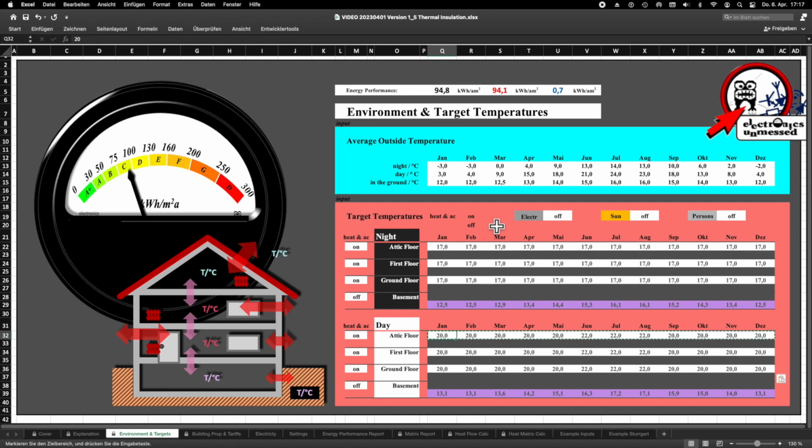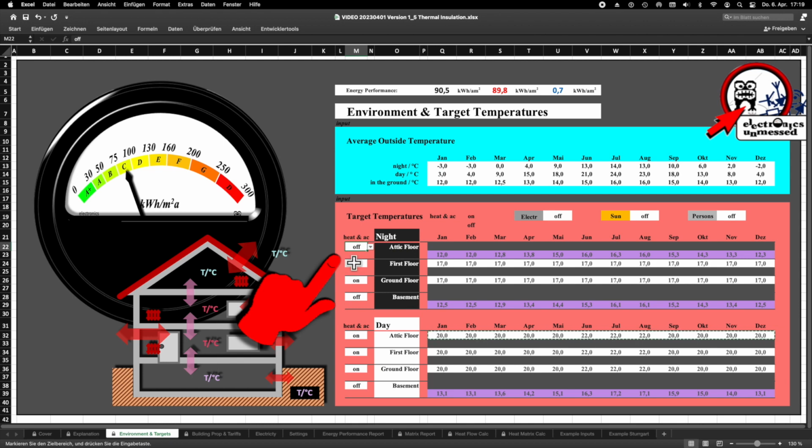Now you could have the idea of turning off the heating completely at night on the upper floors to save even more energy. Instead of trying that over the year in your house, you can predict it with electronics.unmasked. First, we turn off the heating in the attic during the night. Now we see something interesting that I want to point out.